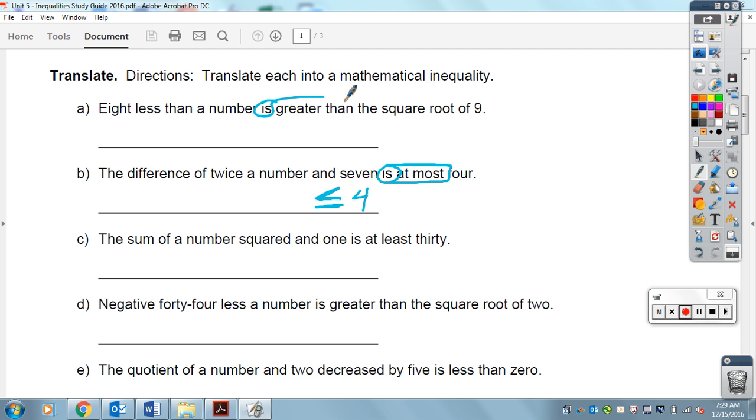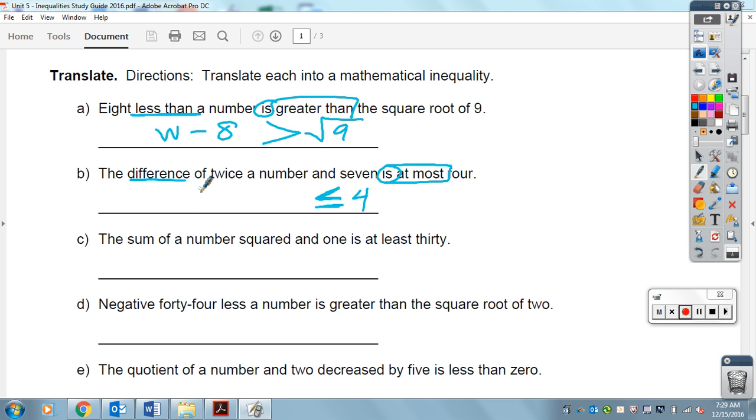That's different than is greater than. Is greater than is greater than. Is greater than the square root of 9. Remember, square root and squaring are different. So 8 less than a number, this is just 8 less than. 8 less than a number. Remember, less than is different than is less than.